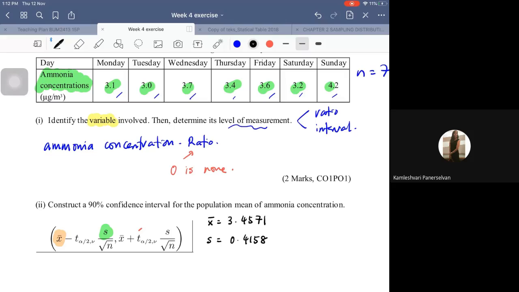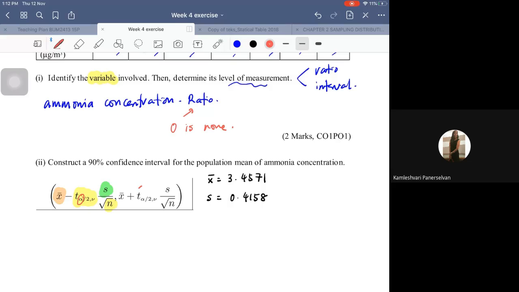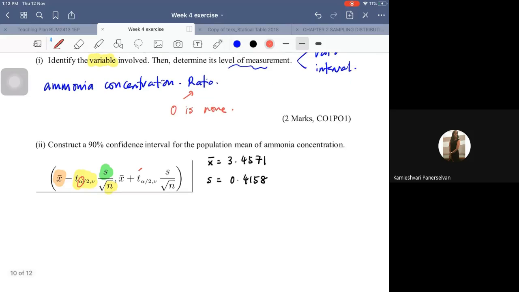I already know the value of n, which is 7 because we have 7 samples. And then we also need to find this t distribution. Before I find it, first of all, we need to find the value of alpha. I'm pretty sure if you have seen the video you know how to find alpha. For this case, our confidence level is 90%. So 1 minus alpha is equal to 90%, which is 0.9. So my alpha value is 1 minus 0.9, which is 0.1.